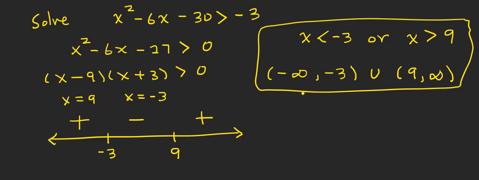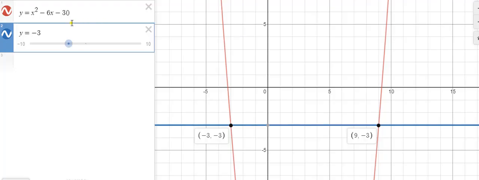Now, graphically, what does this mean? Well, using Desmos, let's graph this and see what happens. And remember our solution. So what I did was I graphed y equals x squared minus 6x minus 30, which represents the left side of the inequality, and y equals negative 3, which represents the right side of the inequality. Now look at this graph. The blue line is y equals negative 3. So when is x squared minus 6x minus 30 greater than negative 3? Well, that only happens when x is less than negative 3 and or when x is greater than 9.